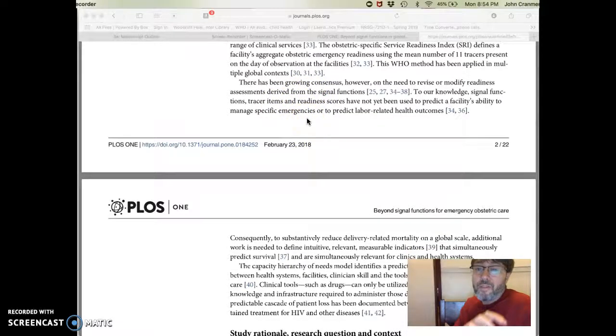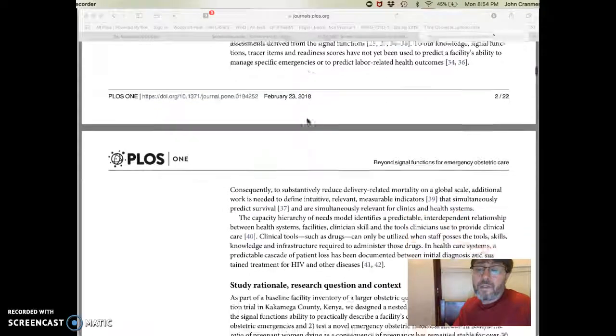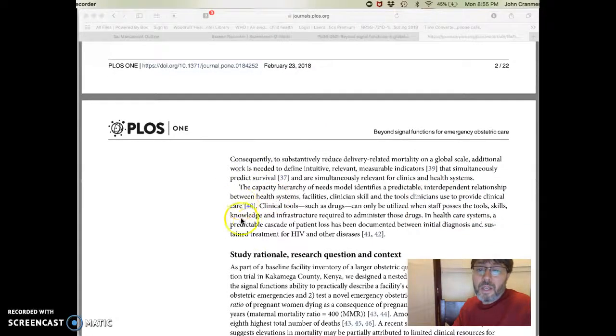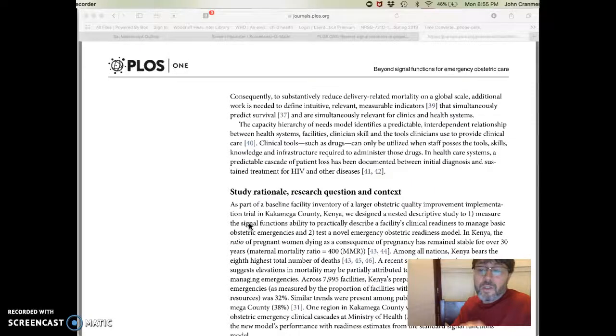There's scholarly evidence suggesting something beyond the signal functions is needed. And then a very brief statement here about an alternative model that's going to be used in this study. So you can see it tells the story of maternal mortality and measurement strategies to use at facilities. It talks about what's known on maternal mortality, talks about what's known about signal functions, and then a gap in that current practice that then launches the rest of the manuscript.